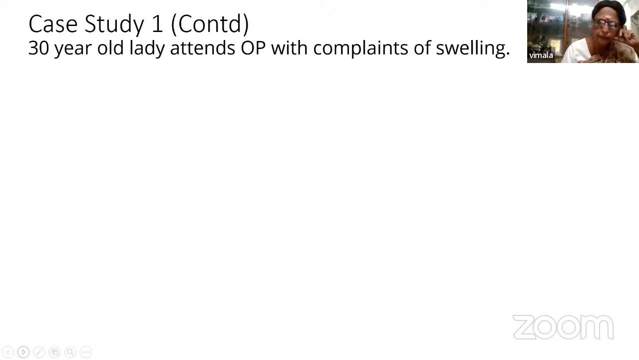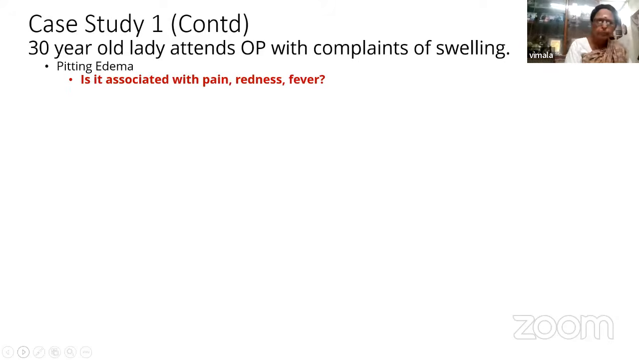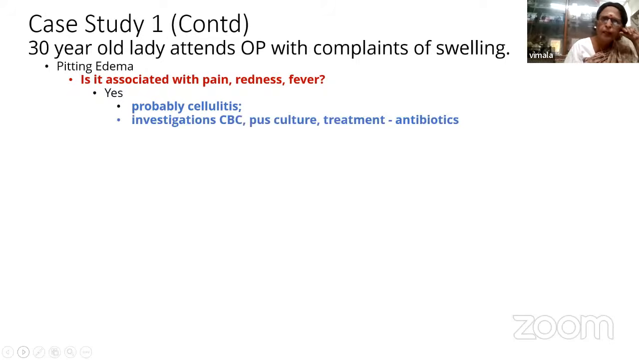Now, this lady who attends OP for edema, we ask whether there is associated pain, redness, or fever. She said yes. So probably it is cellulitis, that is, inflammation of the skin. What is the most common cause for cellulitis? In diabetic patients, it is staphylococcus. In endemic areas, probably filarial lymphangitis producing edema unilaterally, focally. So whenever there is fever, redness, pain, and swelling, the 4 cardinal signs of inflammation, you should search vigilantly for infection.